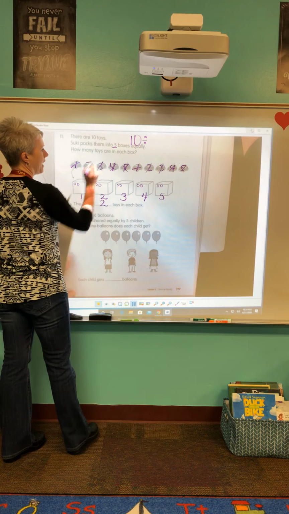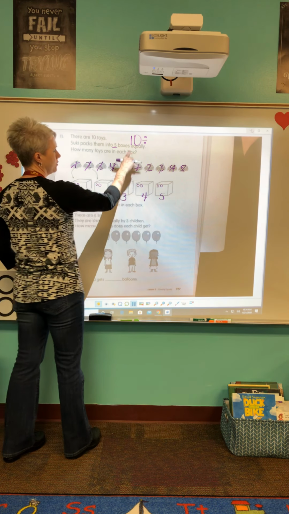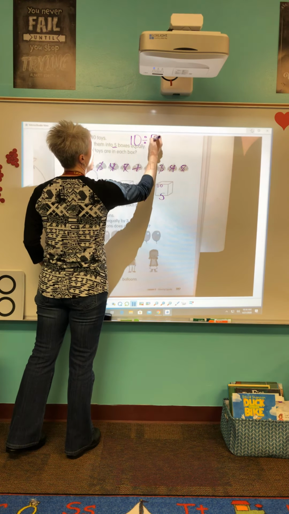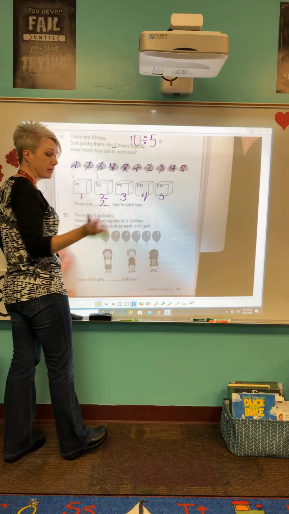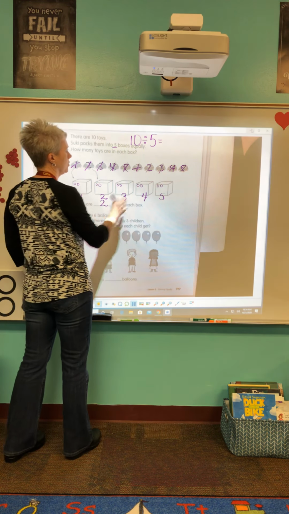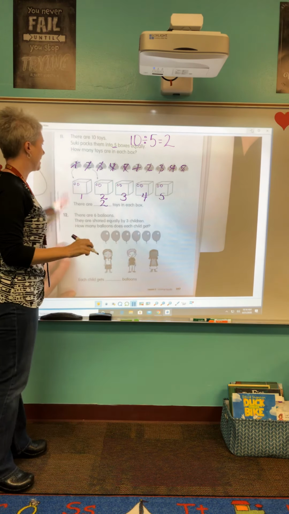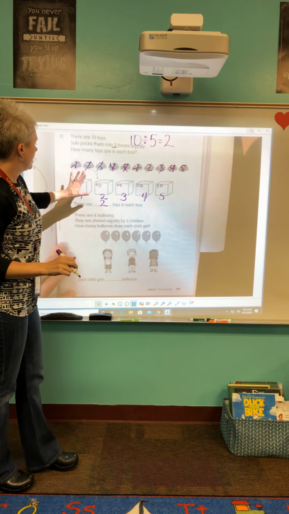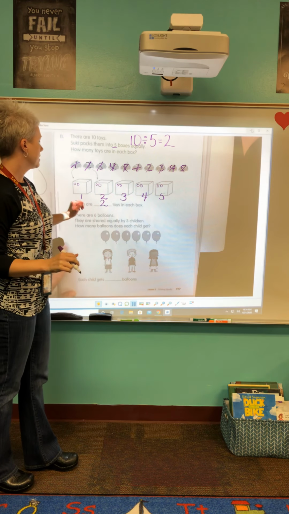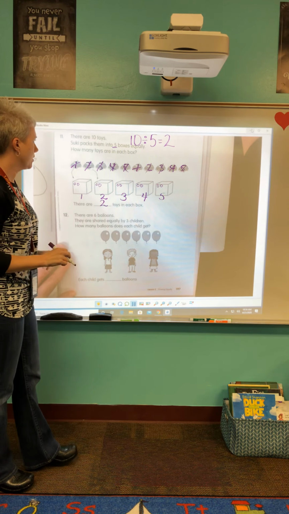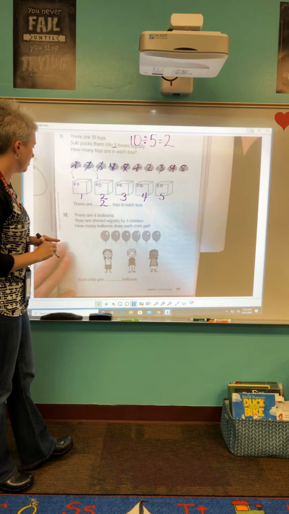We divided it by 5. We had 5 boxes. So 10 divided by 5 equals, how many toys are in each box? 2. 10 divided by 5 equals 2. We had 10. We put into 5 boxes, and each box got 2 little toy cars. 10 divided by 5 equals 2.